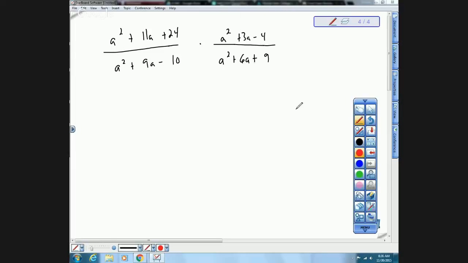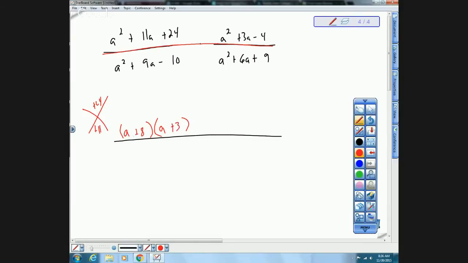All right, so on this one, we got a bunch of simplifying to do on each of those. But here, okay, so what multiplies to be 24 and adds up to be 11? That's 28. All right, so you're close. You're one off. 8 and 3. So on the bottom one, we'll multiply to be negative 10 and adds up to be 9. Positive 10, negative 1.